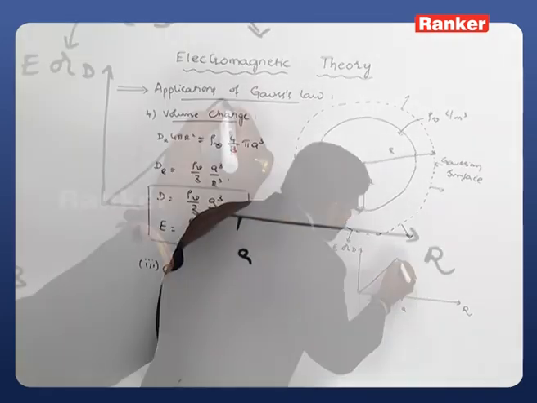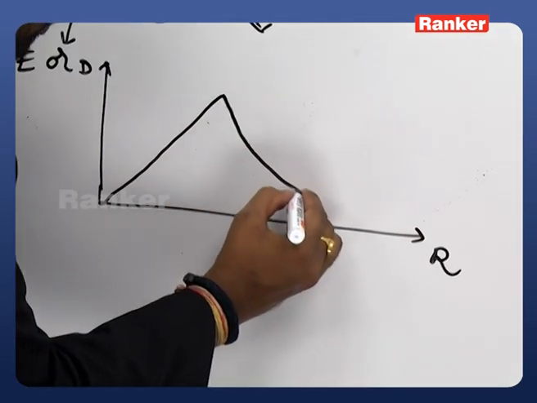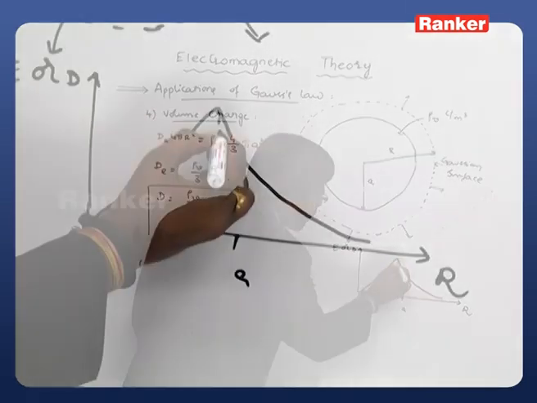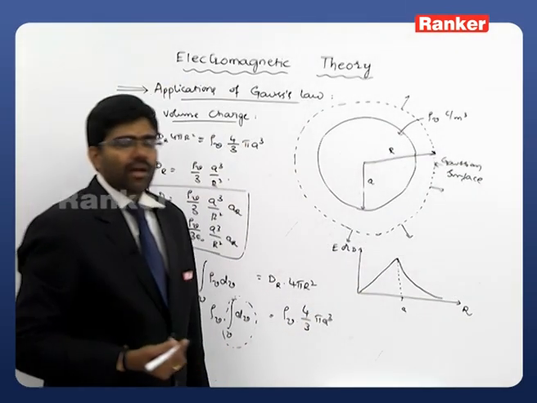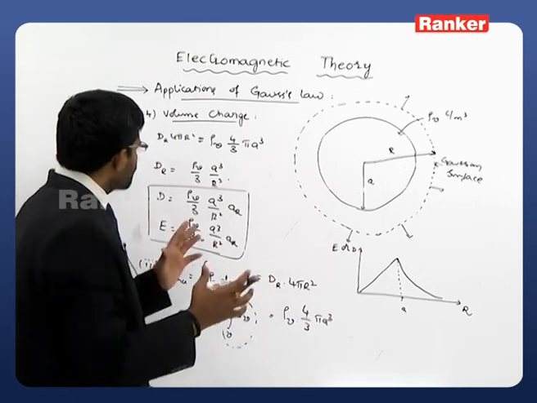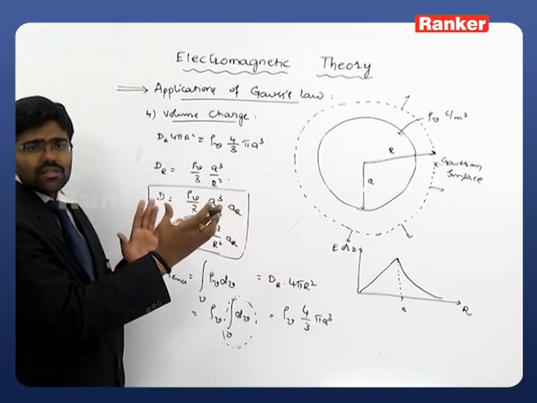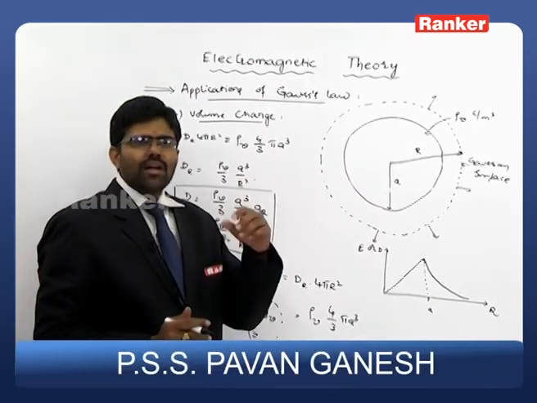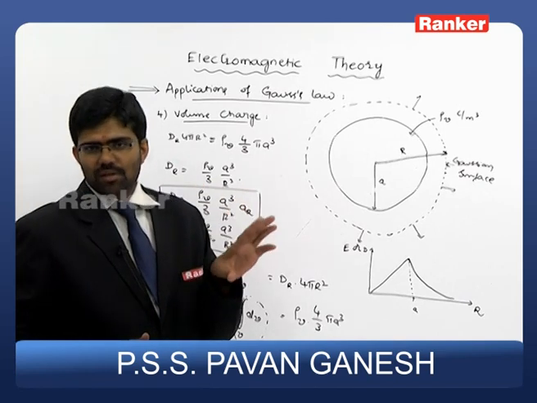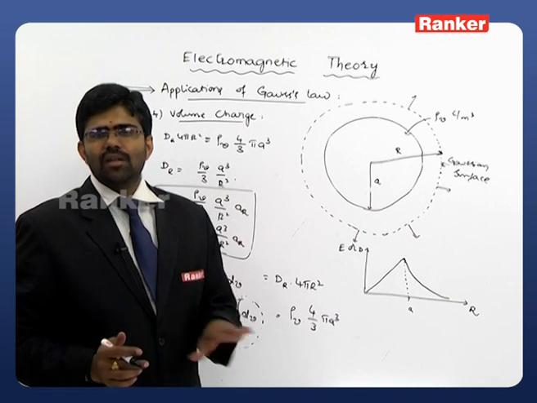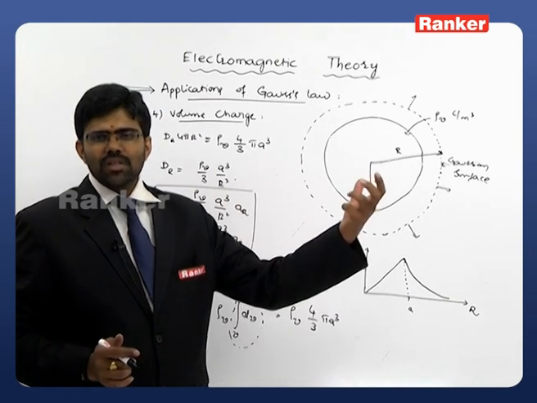Since it is inversely proportional, as R increases, it decreases like this. So clearly at this particular point, it attains its maximum value. So this is a simple observation, and using this procedure that we adopted for the calculation of our electric field intensity, we can obtain the electric field intensity for any type of charge distribution, that may be point charge, line charge or surface charge.